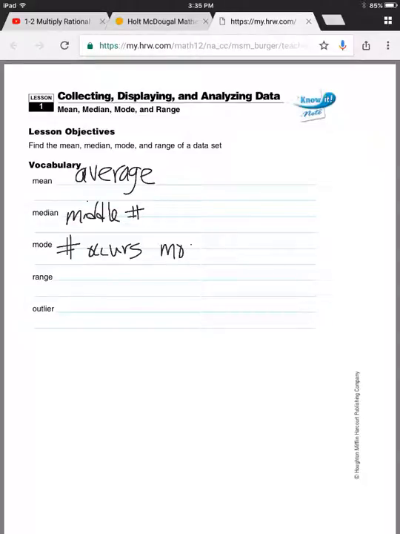The range is the difference between the greatest value and the least value. So, biggest number minus the smallest. And an outlier is a value much greater or much less than the others in a data set.